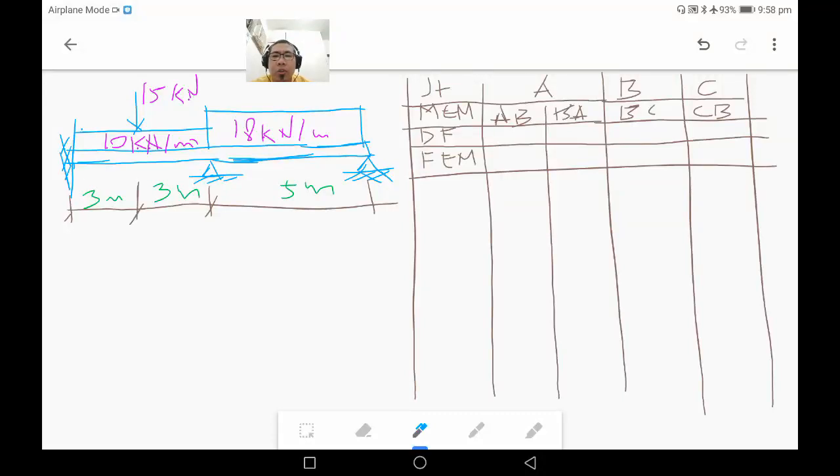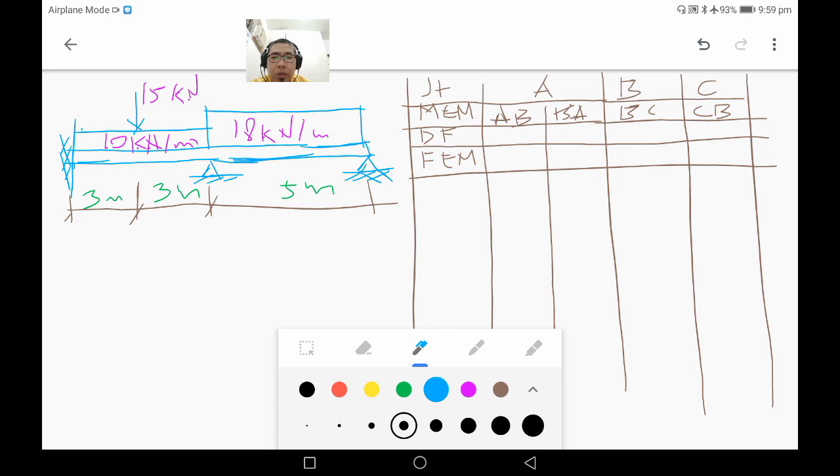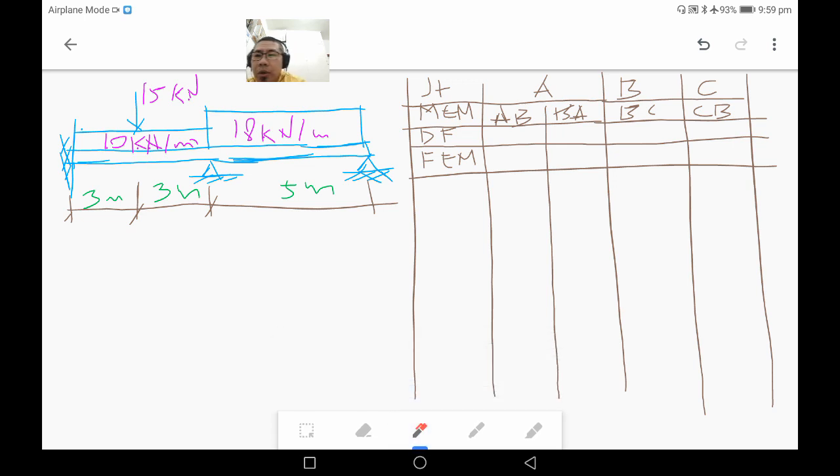So draw the shear and moment diagram of this beam. So our beam is loaded with 10 kilonewton per meter. Let's say this is A, this is B, and this is C.